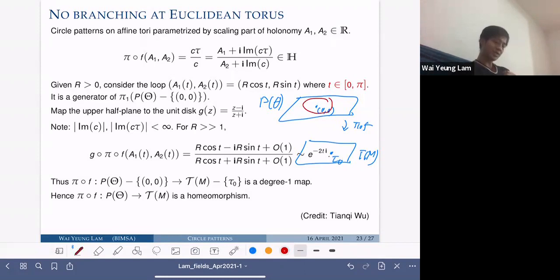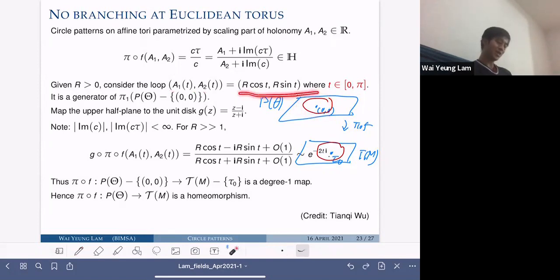And then I want to show that if I have a simple loop on P theta, when I project it, I will also get a simple loop. In this way, I will make sure that it's a degree one covering map. So this is a holomorphism. Okay, so what you need to do is consider a loop.